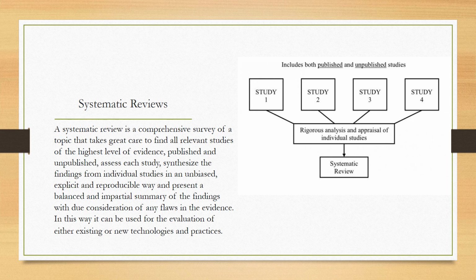and practices. So if you look at the study diagram here, this kind of gives you a visual of what it just said. So it takes from many different studies. It's a rigorous analysis of each of them, and then it produces a systematic review. So basically, a systematic review is much more rigorous than a traditional literature review and attempts to reduce the influence of bias.